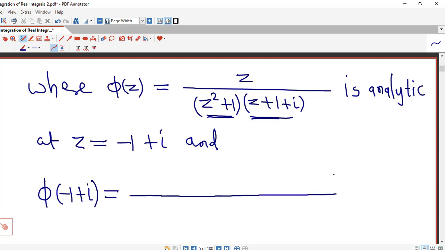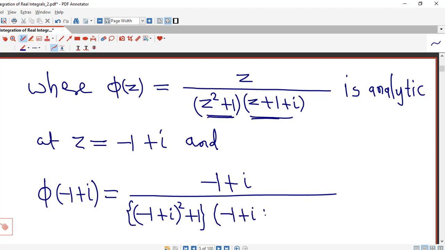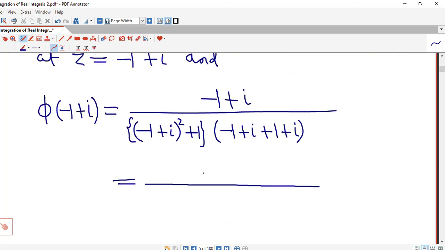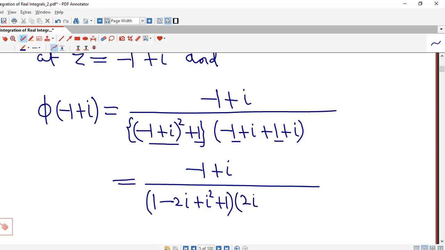So we substitute z equal to minus 1 plus i everywhere in phi of z. So here we have z square plus 1, that is (minus 1 plus i) whole square plus 1, and here minus 1 plus i plus 1 plus i. We put z equal to minus 1 plus i. Now we try to simplify this. We keep this as it is. Here we take the square of minus 1 plus i, that is minus 1 square minus 2i plus i square and plus 1. Here we can see this 1 will cancel out and we have 2i.